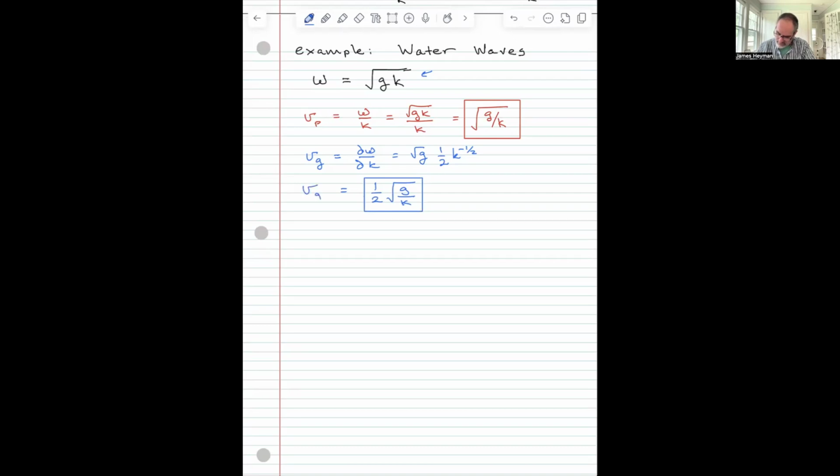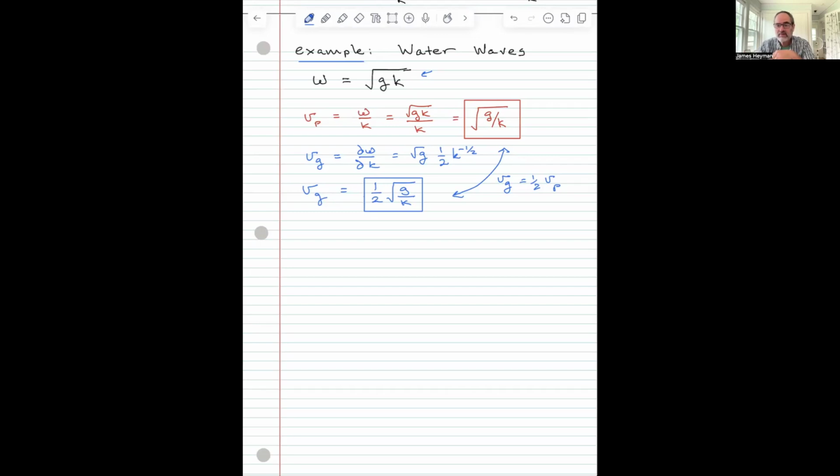So, as promised, in this case, the group velocity and the phase velocity are not the same. In fact, as you can see, Vg is 1/2 the phase velocity for water waves. And that means as waves move through deep water, a wave pulse will spread out as it moves.